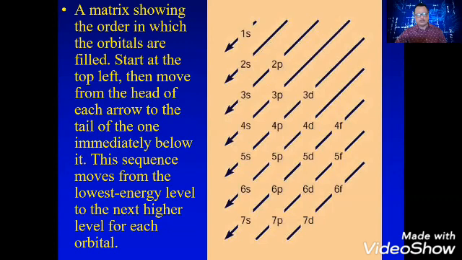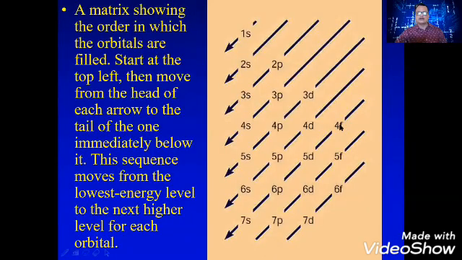And each atomic orbital can accommodate a maximum of 2 electrons, with opposite spin. So the s subshell's maximum intake is 2 electrons. The p subshell's maximum intake is 6 electrons. The d subshell's maximum intake is 10 electrons. The f subshell's maximum intake is 14 electrons. So 2 electrons, 6 electrons, 10 electrons, 14 electrons.